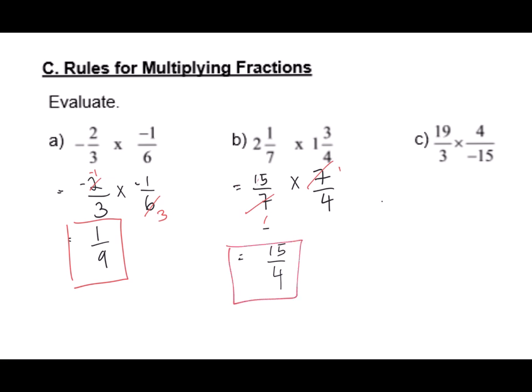Last problem doesn't have any simplification to do. There's nothing that can cross cancel. So basically the top part is 19 times 4, which is 76, divided by 15 times 3. There's a negative, so it's negative 45. And then overall it's just negative 76 over 45. And we're done.